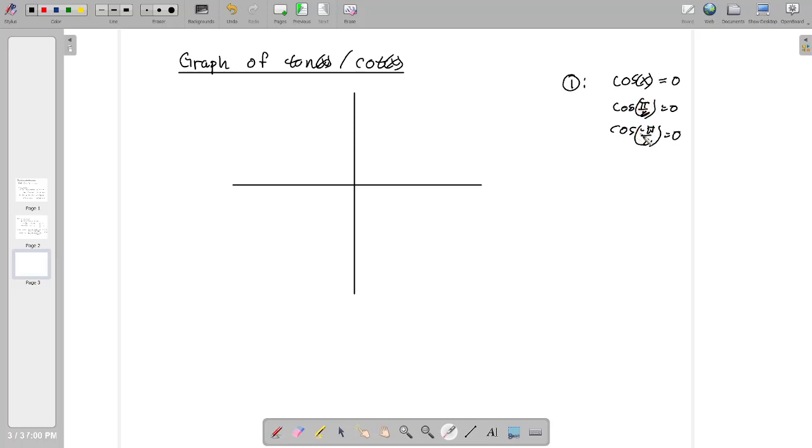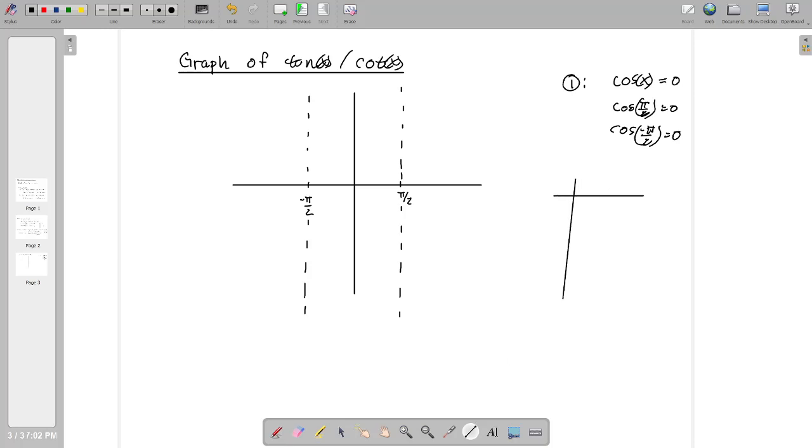But are there any other ones? Remember, tangent is periodic, and it has period pi. So at every pi units, we're going to have a vertical asymptote. You can see that these two are pi units apart. If we subtract them, pi over 2 minus negative pi over 2, we end up with a distance of pi. So let's go ahead and graph our vertical asymptotes at pi over 2 and negative pi over 2. We have pi over 2 here, negative pi over 2 here, so we have vertical asymptotes here and here.